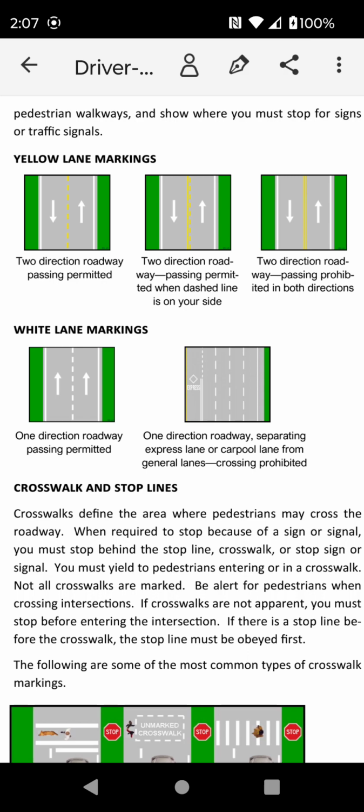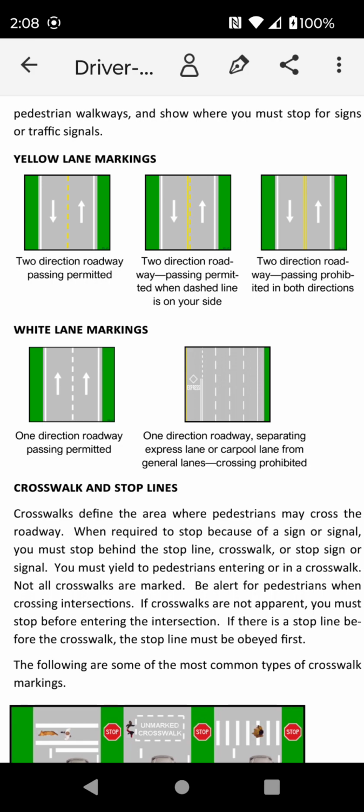Now, if you are going downward in the opposite direction and you have this straight line, you cannot pass at all. At all, okay? You'll get a ticket if you do that. Now, the third image here, it's got two double yellow lines. That indicates that it's a two-direction roadway. Passing prohibited in both directions. That means do not pass. Do not pass at all.